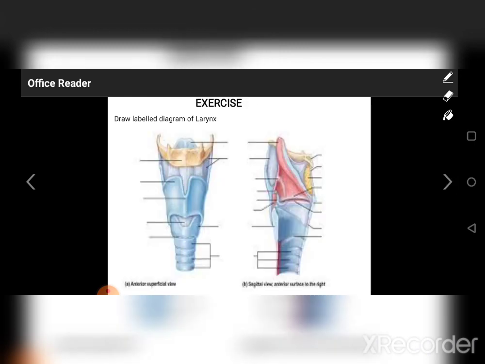Then this is the file work for you. You have to draw this diagram and label all the structures which are arrowed in this diagram. So this completes our topic, the larynx.